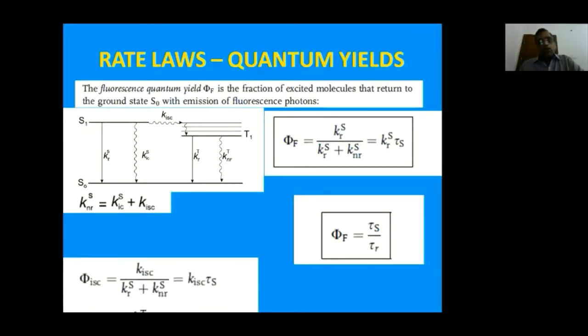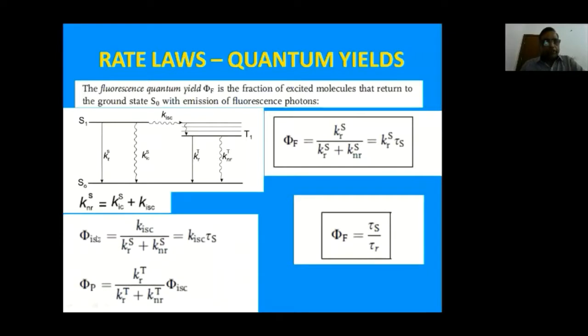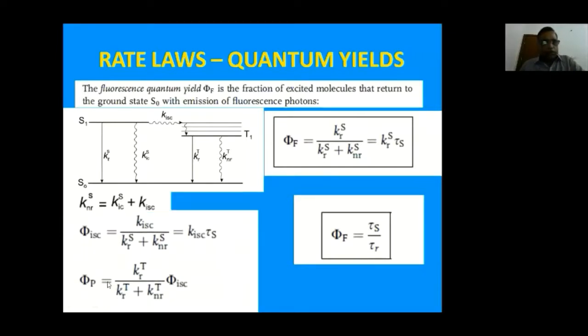In the same way, you can work out the quantum efficiency of inter-system crossing and the quantum efficiency of phosphorescence. When you go for the quantum efficiency of inter-system crossing, you have to consider the triplet state, inter-system crossing formation, and deactivation from the triplet state. So that gives you k_ISC multiplied by tau. Yes, that is how you get the quantum efficiency of the inter-system crossing.